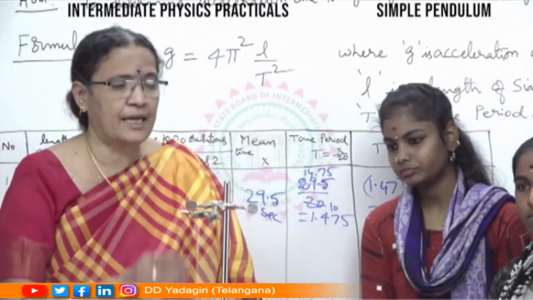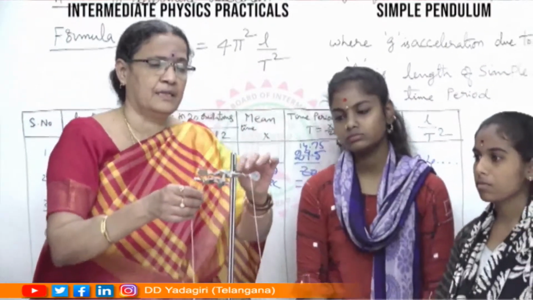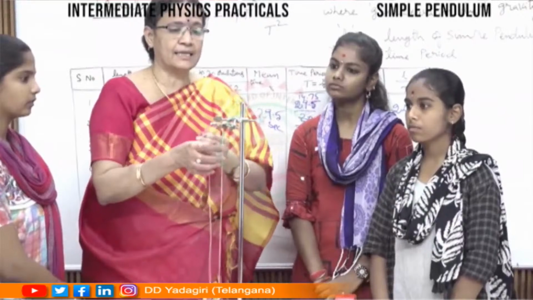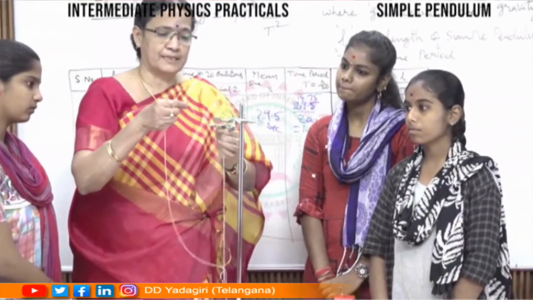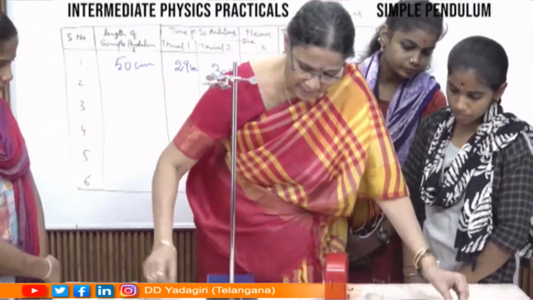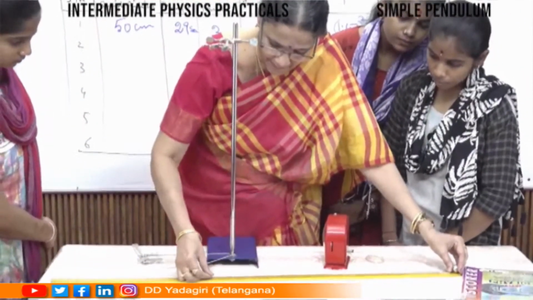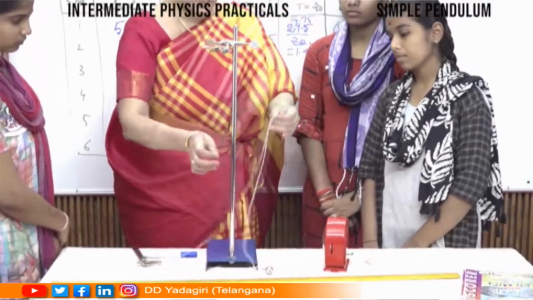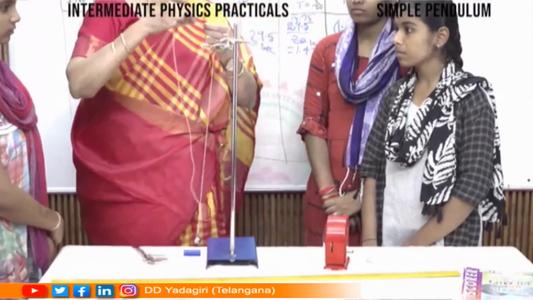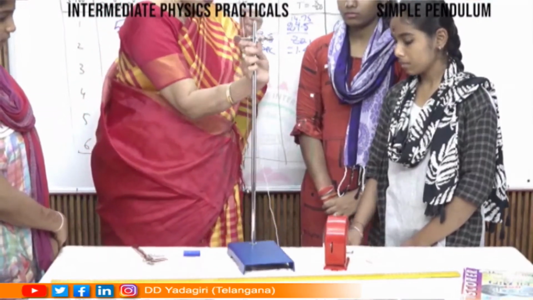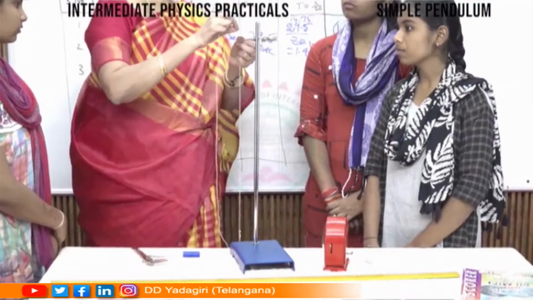Now what we are going to do? I'm taking the thread out. I have to increase the length by 10 centimeters. Now I'm taking the same scale, and here I'm measuring 61. I'm putting an ink dot there. And now I'll see that the ink dot becomes the point of suspension here.